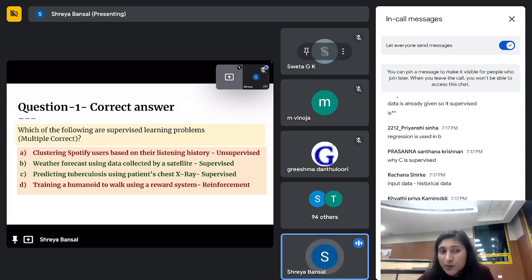Second is why C is supervised. C is predicting tuberculosis using a patient's chest X-ray. How will you get a system that can easily give you the prediction of tuberculosis? You first tell the system this is the image of tuberculosis, this is the image of non-tuberculosis, these are images for tuberculosis, these are for non-tuberculosis. Now when you test the system, it will easily give you the correct prediction.